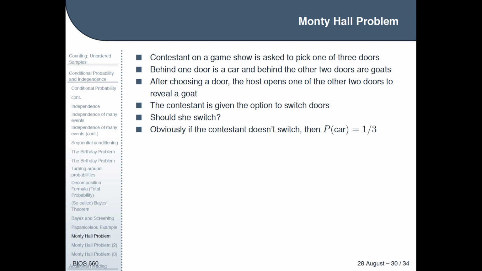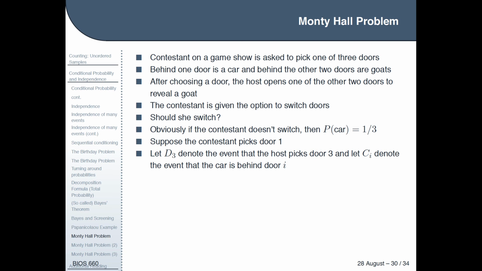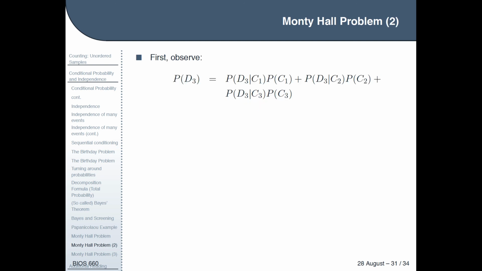But let's say that you do switch. For ease of argumentation, let's say that you pick door 1, and we'll let D3 denote the event that the host picks door 3 to reveal a goat, and let Ci denote the event that the car is behind door i. With that notation, let's compute these conditional probabilities.